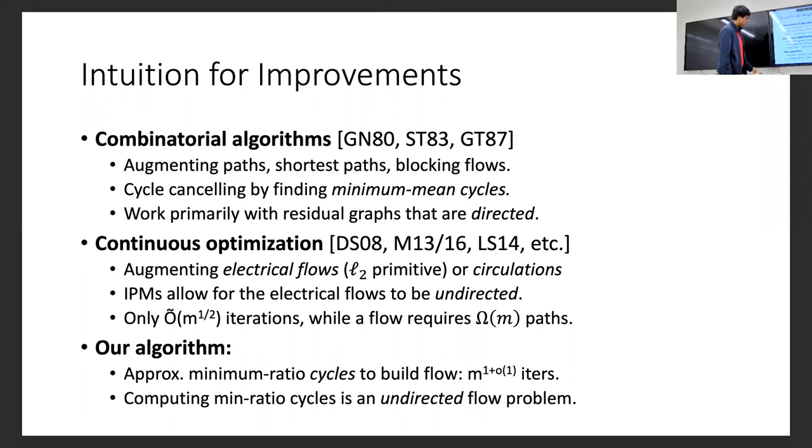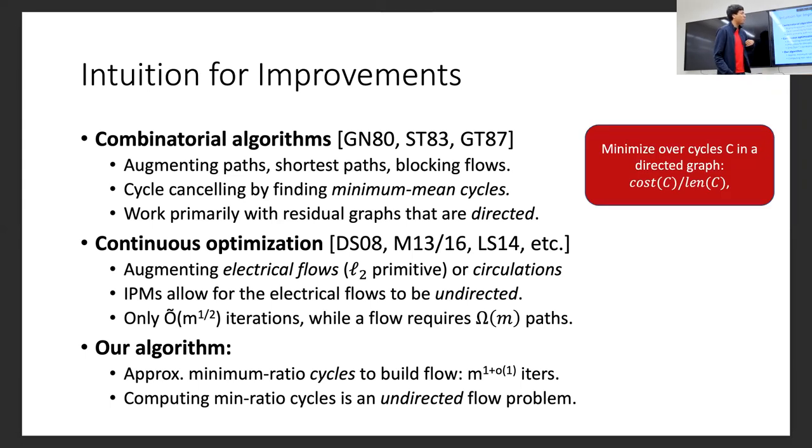Okay. So given this, the intuition for our algorithm is that paths and cycles are actually really great things to work with on graphs because they really capture the graphical properties. However, directed paths and cycles are very hard to reason about because the directed edges are kind of unstable. So what we're able to show is that you can actually compute a maximum flow using a sequence of m to the 1 plus little o of 1 approximate min ratio cycles. The key point is that this is an undirected flow problem instead of a directed flow problem. So we're actually able to reason about it nicely using recent tools on undirected flows.